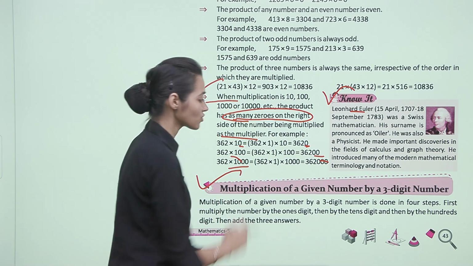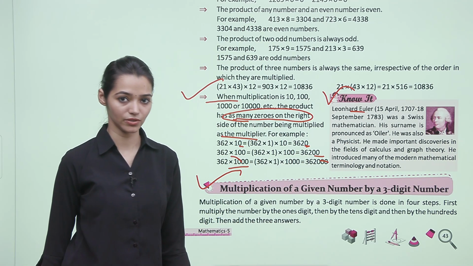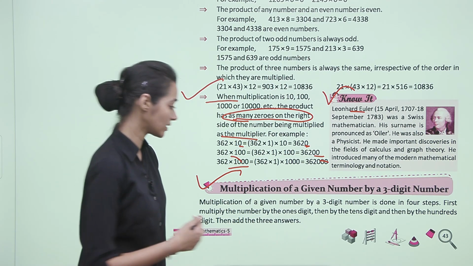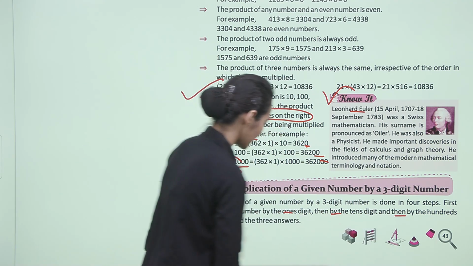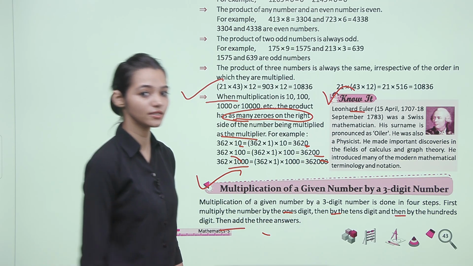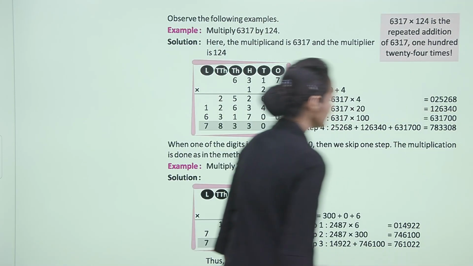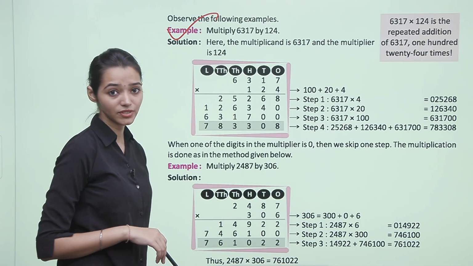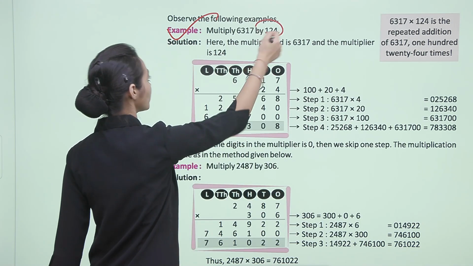Now let's look at the multiplication of a given number by a 3-digit number. Now as we have done it in the 4 steps, first we will multiply it by the ones digit, then tens, and then by the hundreds, and then we will add the 3 numbers. Now let's understand it better with the help of our example. In this one we have to multiply this number by 124.